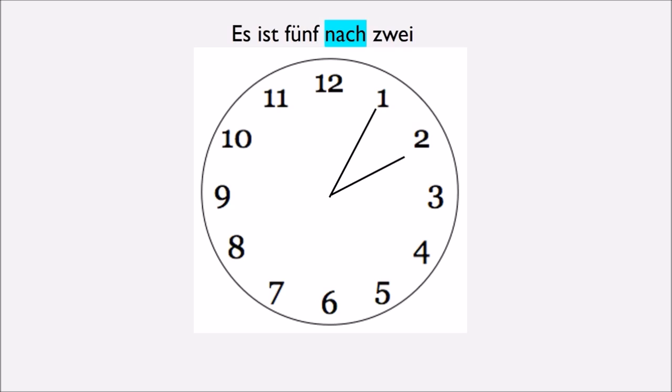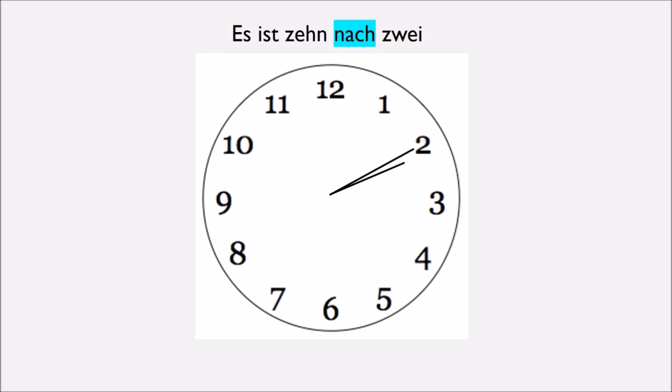Now, anything past is nach. So in English this would be 5 past 2. So we follow that pattern. 5 nach 2. Nice and straightforward, isn't it? 10 past 2, 10 nach 2. We don't need the word Uhr now, just like we wouldn't say 10 past 2 o'clock. Well, I think I have heard some people say it, but generally we don't. And it's the same in German. 10 nach 2, that's enough, we don't need to say Uhr.